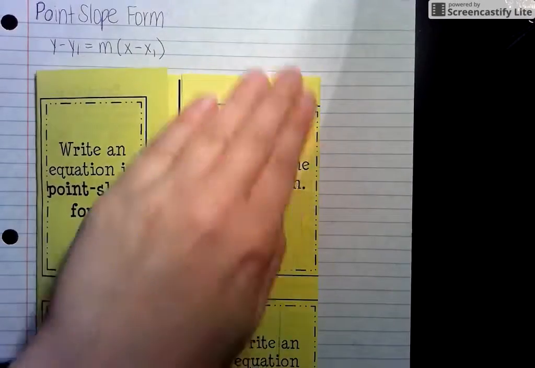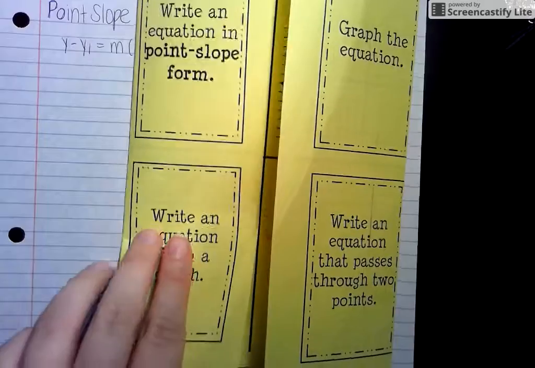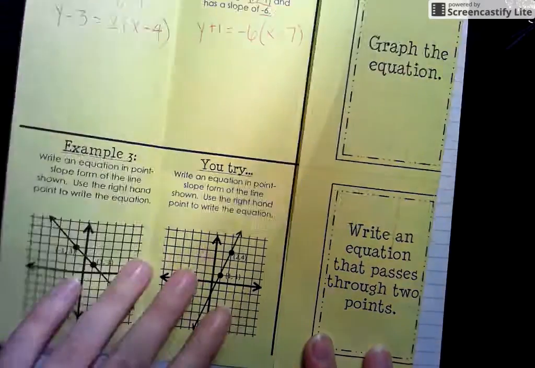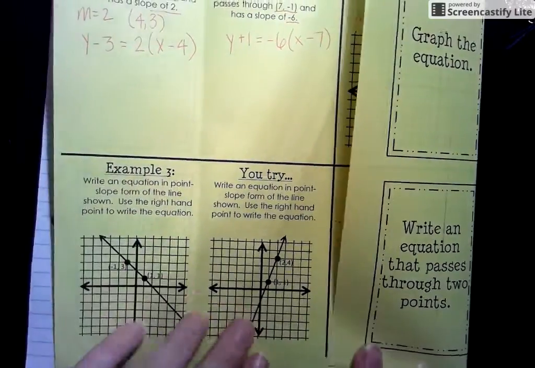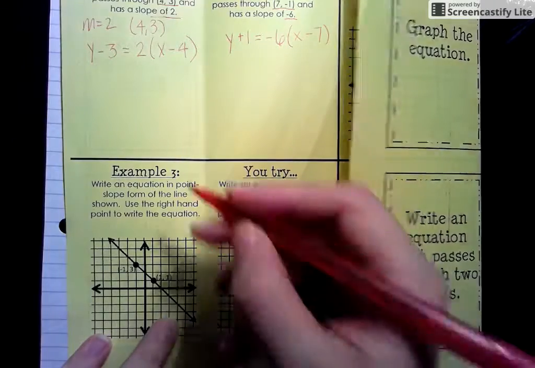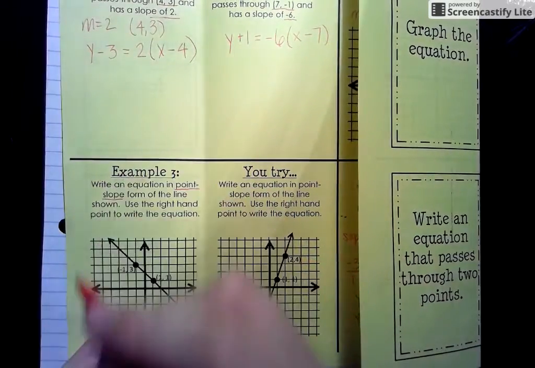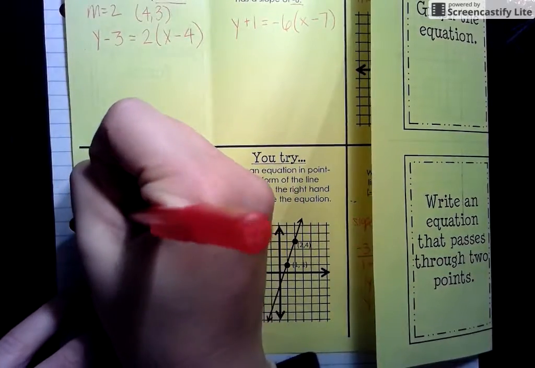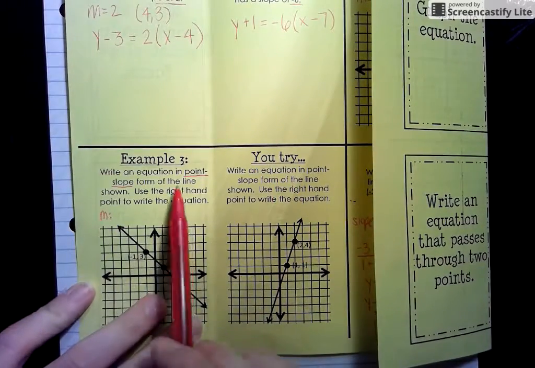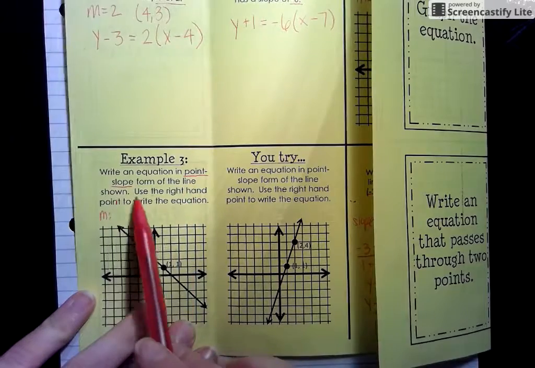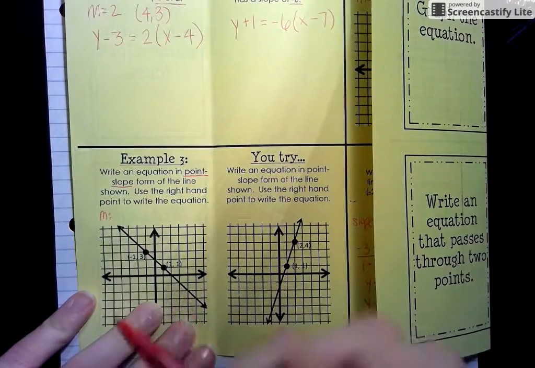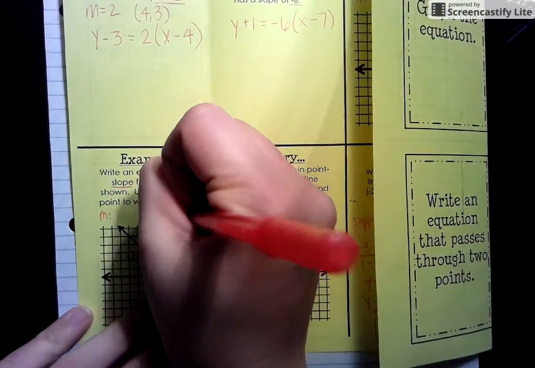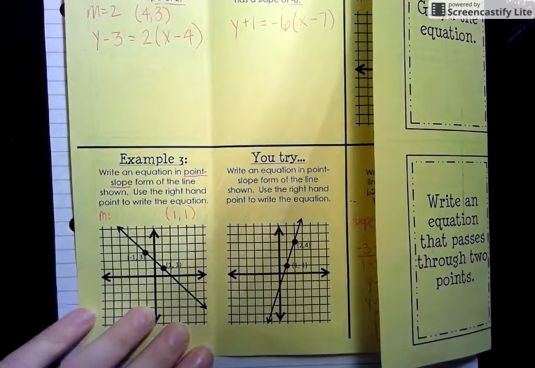Another type of graphing, it would be that you have to write an equation from a graph. So in this case, you always want to see if you have points and you have slope, you got to make sure you can find the slope first. That's always your first thing that you need to do. So it says write an equation in point slope form of the line shown. Use the right-handed point to write the equation. Well, we know the right-handed point is 1, 1, so we can write that down.